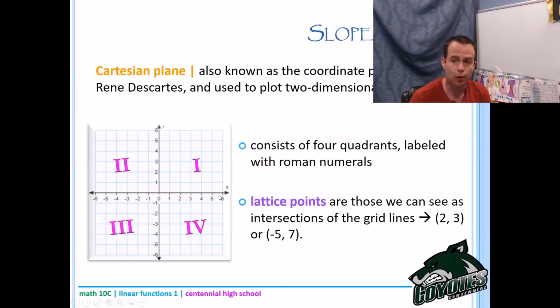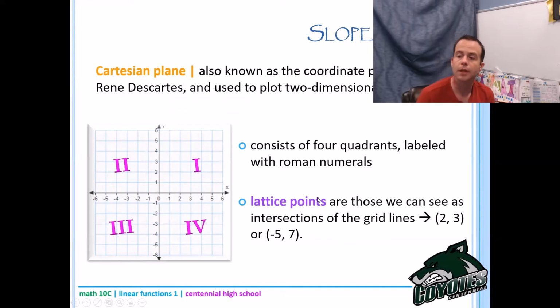Now, it consists of 4 quadrants, and they're labeled with Roman numerals. We start up here in the top right quadrant, that's called I, or quadrant 1, and then quadrant 2, II, quadrant 3, III, and quadrant 4, IV in Roman numerals.